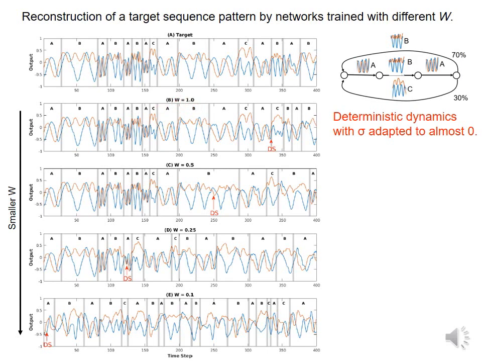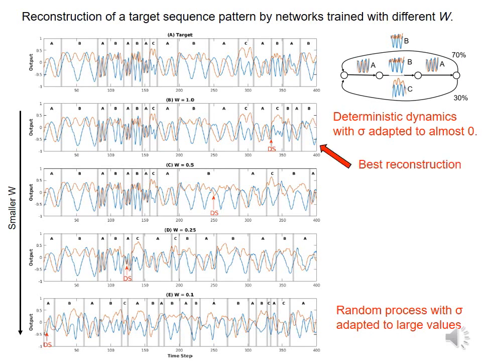And in the case of W equals 0.1, a random process is developed, with a sigma for each step becoming a very large value. So the best reconstruction actually comes at W equals 1.0.